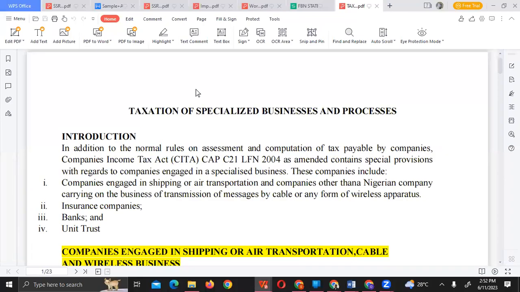Let's get started. Taxation of specialized business and processes. The first thing is I need to introduce you to the course, and the course is taxation of specialized business.